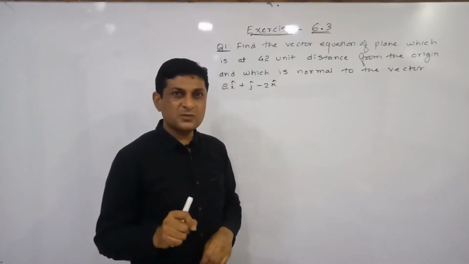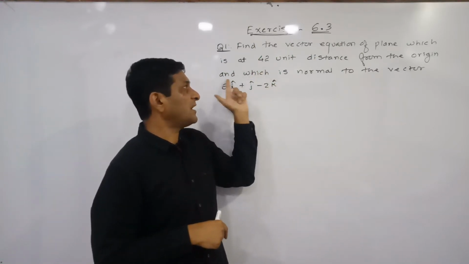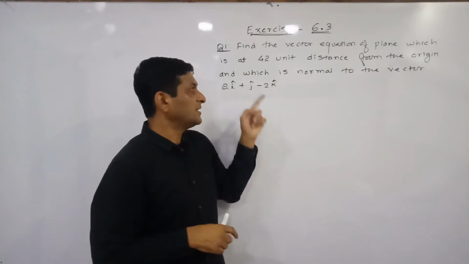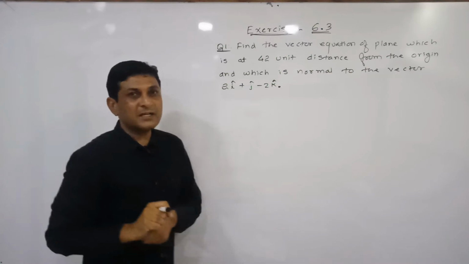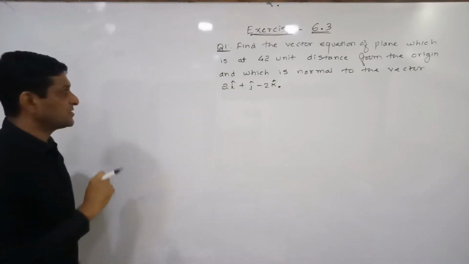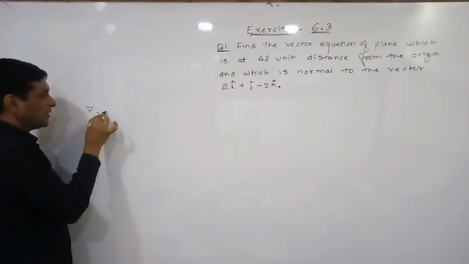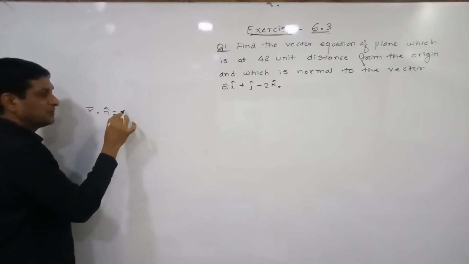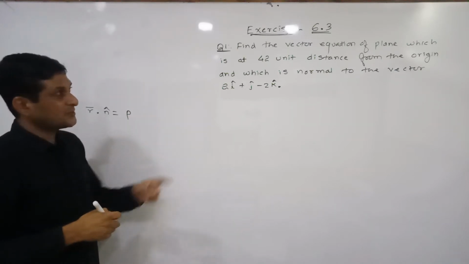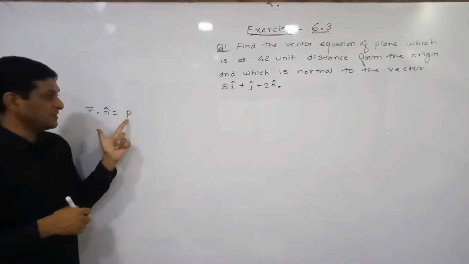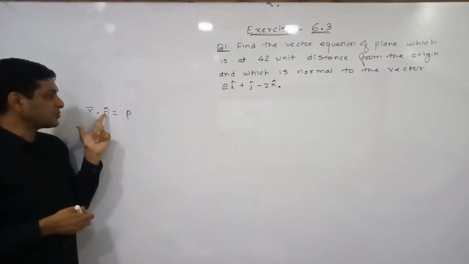So the distance of the plane from the origin is given to us. What is that distance? 42 units, and the vector along the normal to the plane is also given. If the distance of a plane from the origin is given, which formula is applicable? R bar dot n cap is equal to P, where P is nothing but the distance of the plane from the origin. So here the value of P is given to us. Now only the remaining part is to find n cap.